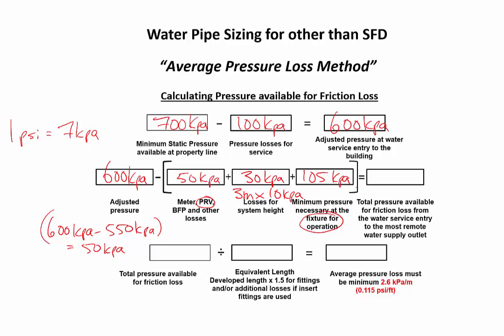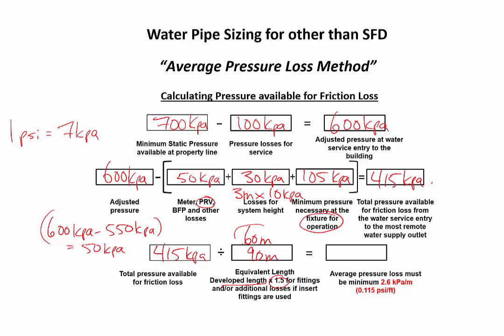So once we subtract all these losses from 600 kPa, we get 415 kPa available. That's what's available for friction loss to the piping. So we're going to carry that down here to the next line, 415. The developed length of our system we'll say is 60 meters. Developed length. And we need to multiply that by 1.5. So we're going to increase it by 50%. 60 times 1.5 is 90 meters.